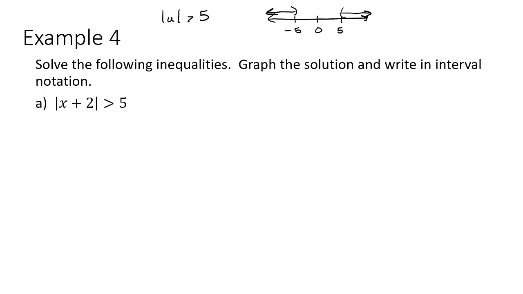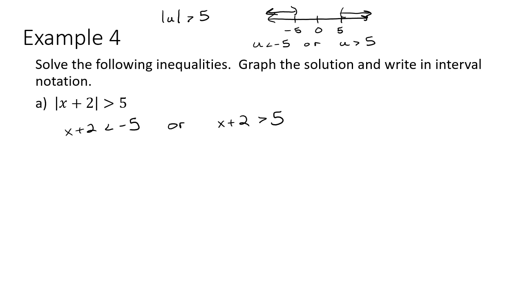So this is going to be everything outside, because it would be u less than negative 5 or u greater than 5. So x plus 2 less than negative 5 or x plus 2 greater than positive 5. This is not the final answer. This is just the setup, because this plus 2 here is going to shift things around.